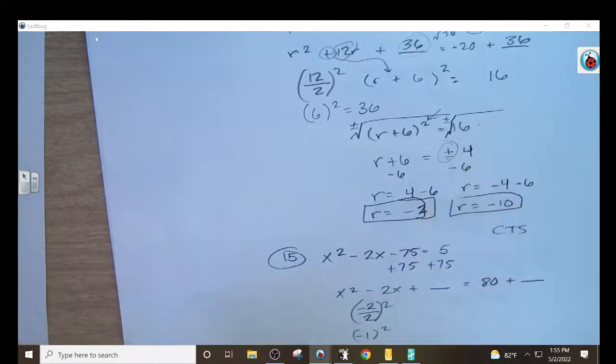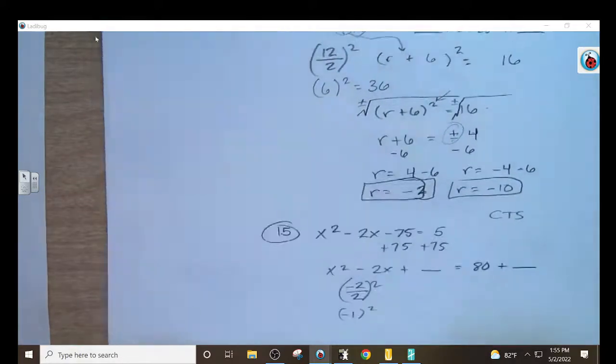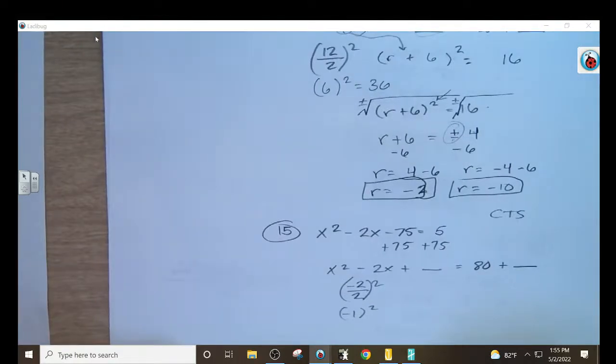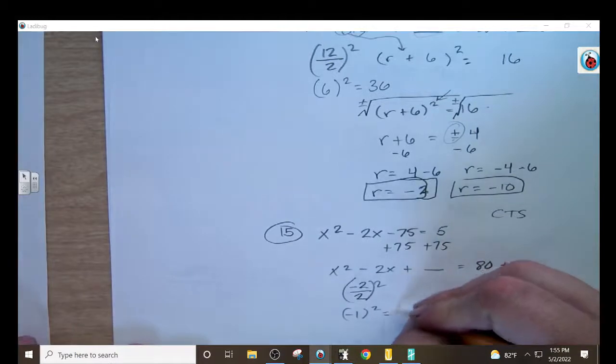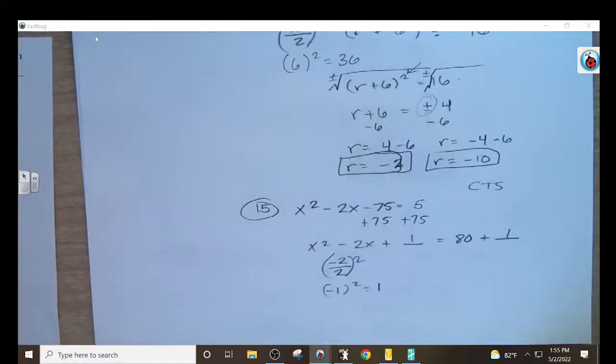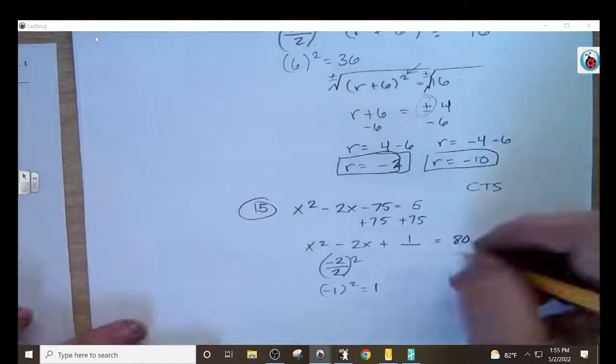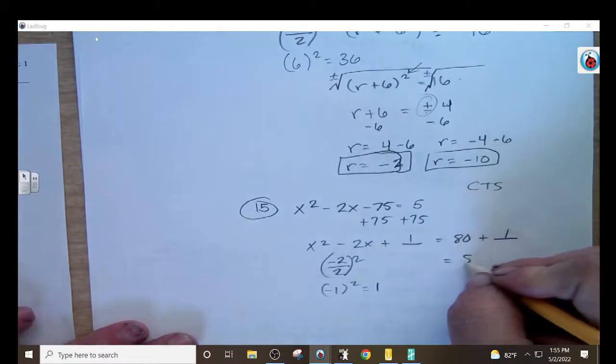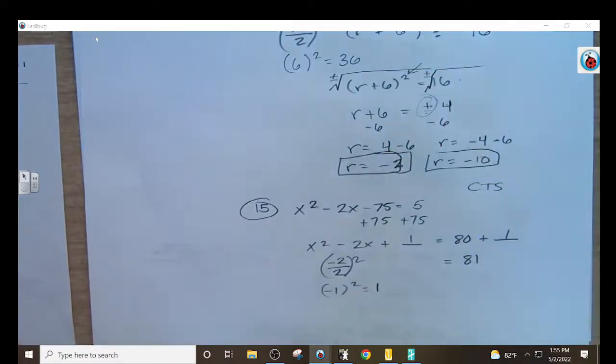Guys, make sure if you have a negative number, put it in parentheses before you square it. Because, guys, if you don't, it'll give you the wrong answer. Now, that's going to be 1. So 1 here, 1 here. Okay? Guys, I'm going to try to make these completing the squares work out to be a whole number instead of a decimal. That's what I'm going to try to do. All right, now. So that's 81.